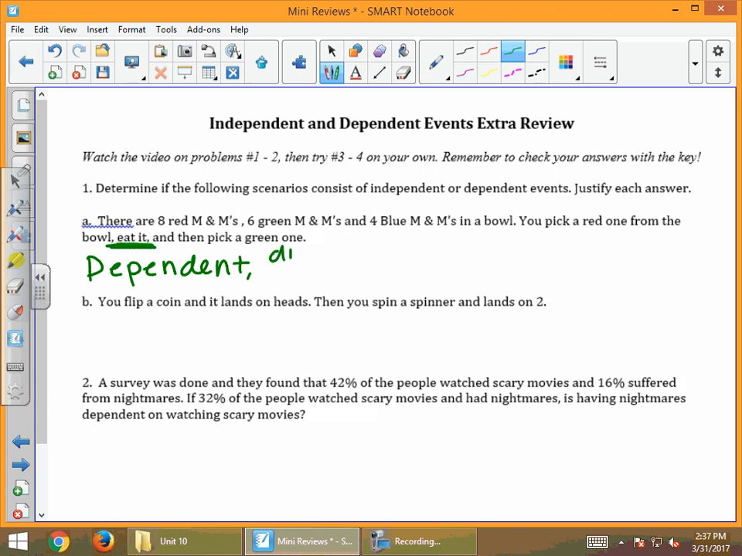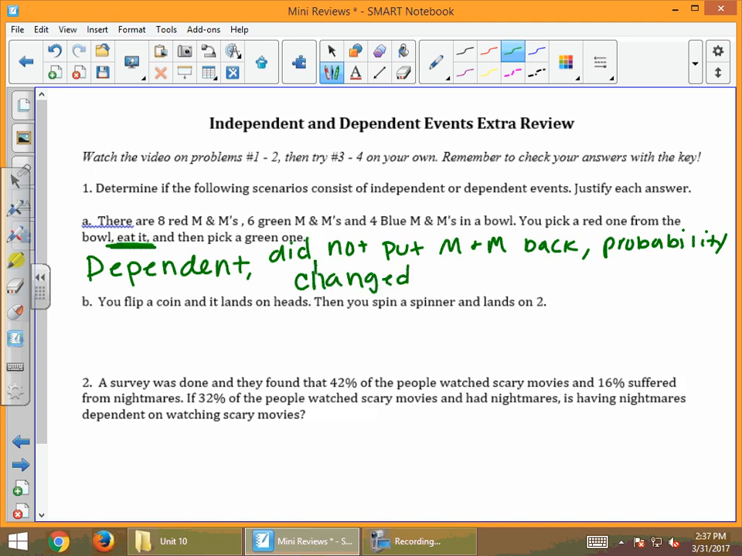Did not put M&M back in the bowl. So that changes the probability. The probability changed. Just some sort of explanation along those lines about not putting the M&M back, ate the M&M, so the probability changed. That would be an example of a dependent event.